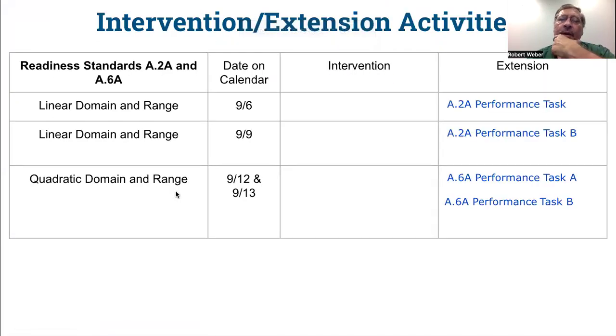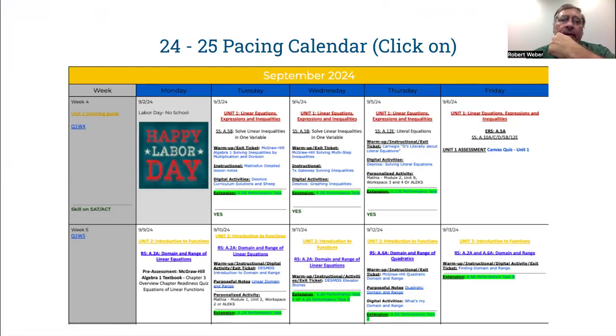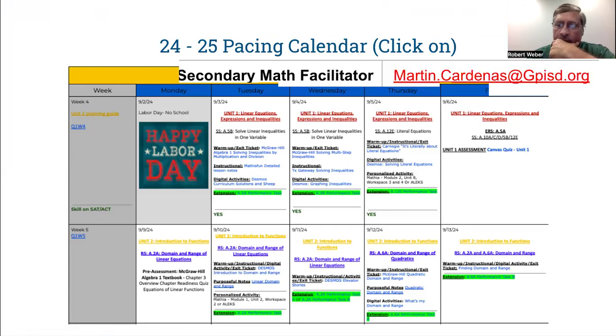So our intervention and extension activities, you can see we do have some extension here. We don't really have an intervention activity as such. The pacing calendar, this is a unit that's in September pretty heavily with Unit 2.